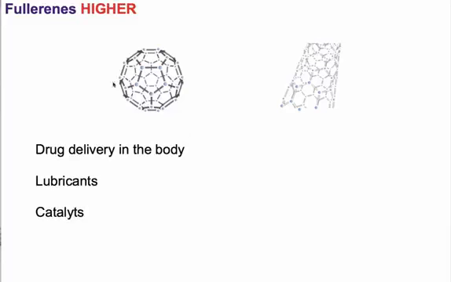Because they are very tiny, a small amount of this would have many of these fullerenes in there, and it actually creates quite a large surface area. And some chemical reactions require a surface on which to react, and if you have a large surface area, this can increase chemical reactions by a large amount.